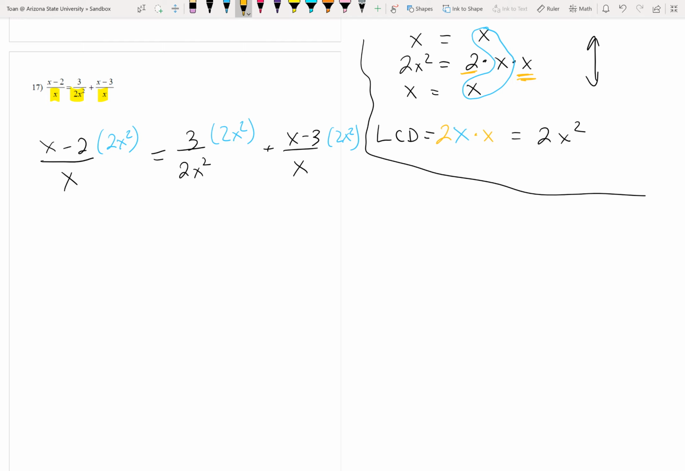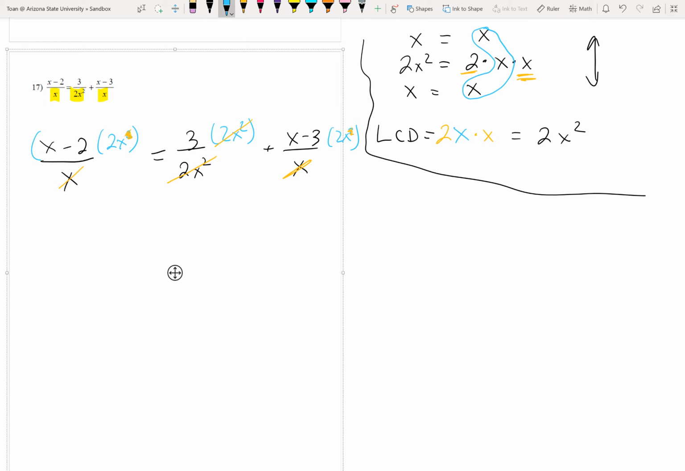If we played our cards right, all the denominators should cancel out. This x will cancel out with one of the x's, so the exponent's gone. In the middle, everything cancels out. And on the right side, this x should cancel out with one of the x's. So then you just go ahead and distribute and multiply what's left over.